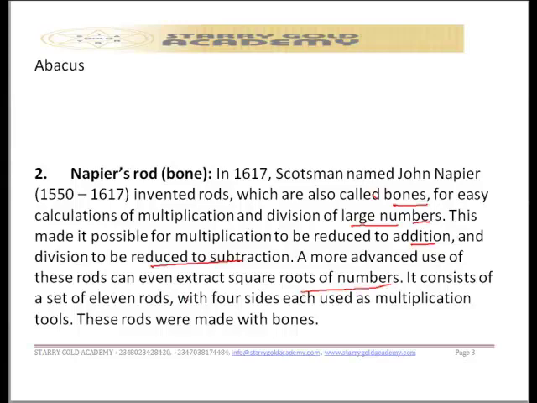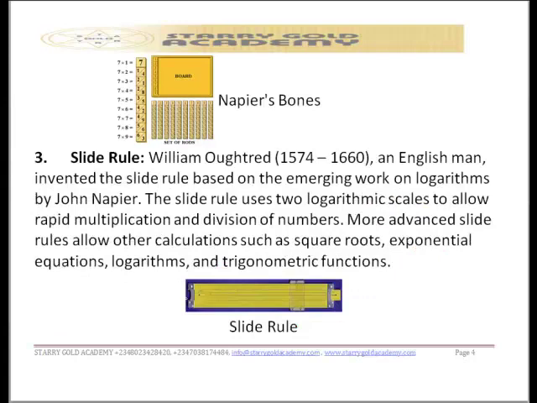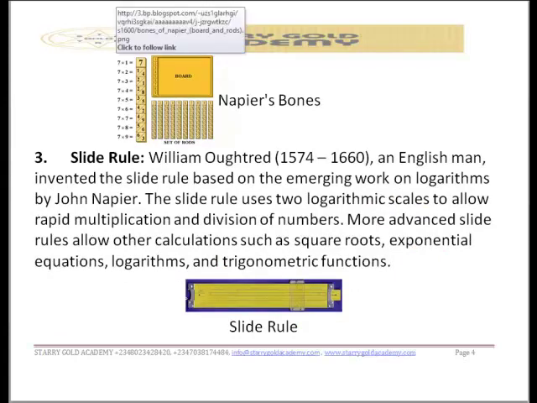Okay, it consists of a set of 11 rods with four sides, each used as multiplication tools. These rods were made with bones. That's why we at times call it Napier bones. We don't want to call it Napier rod. Okay, this is the Napier bones we are talking about. This is how it looks.